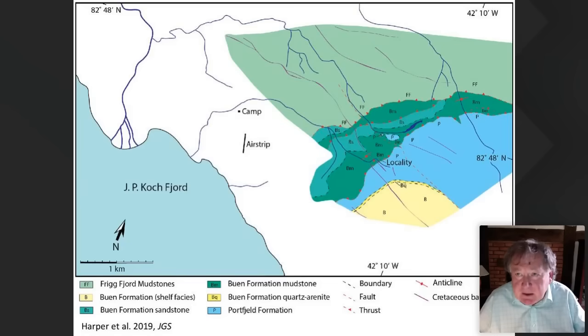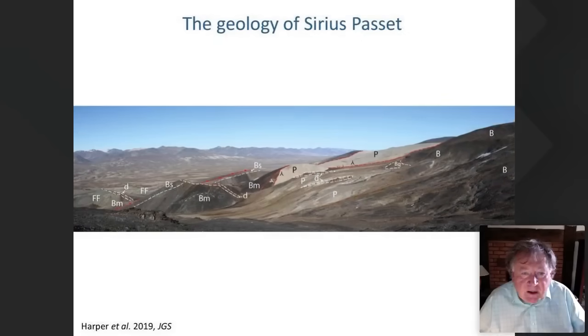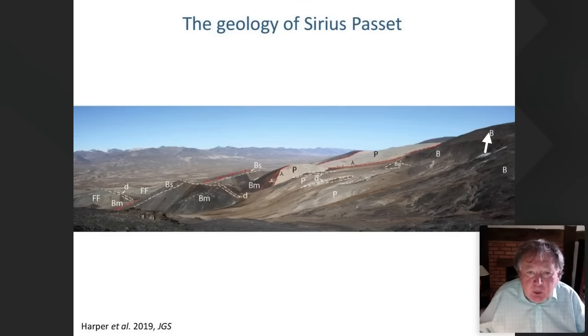Slightly overprinted by metamorphism, these rocks have been heated up to a few hundred degrees, so the minerals have begun to change, but we can still do the sedimentology. This is the locality looking eastwards. Again, we've got these shelf sandstones of the Bowen in B on the right. We've got the older Portfield limestones, which is what everything sits on.